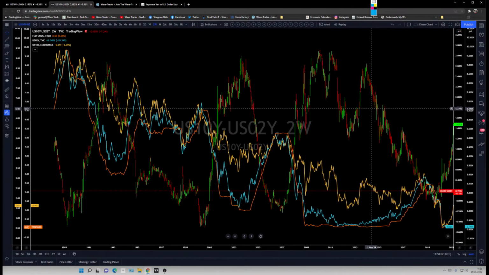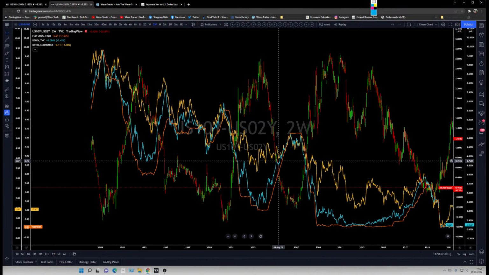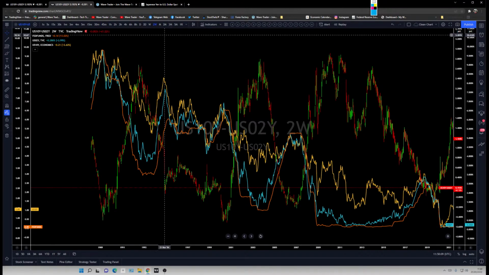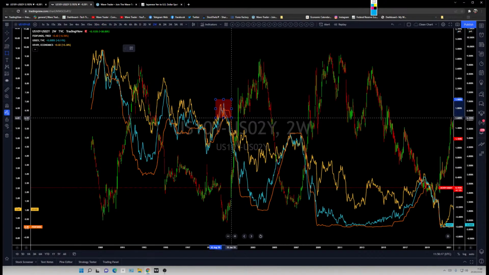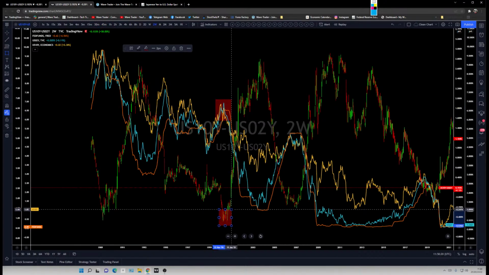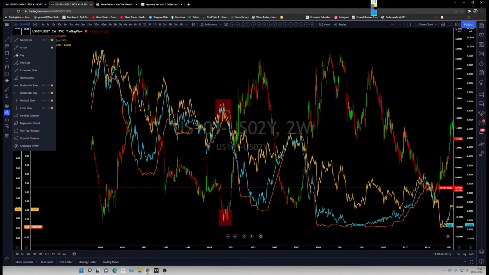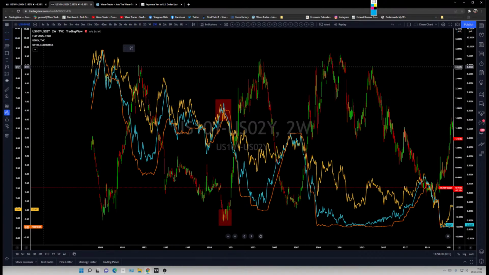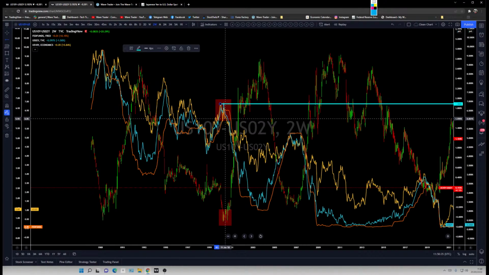Whenever the yield curve inverted, rates dropped. Since 1980, rates dropped. There we can see at this area the yield curve inverted, so the 2-year went above the 10-year, and the Fed fund rates went lower.